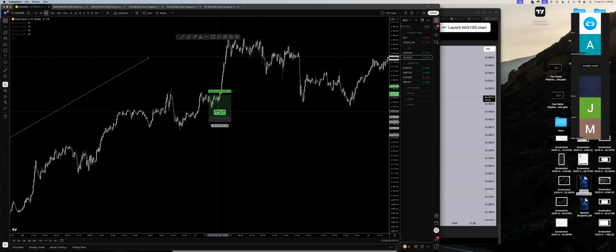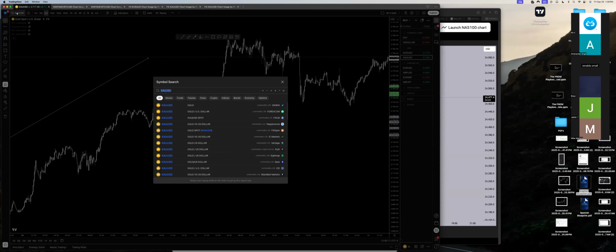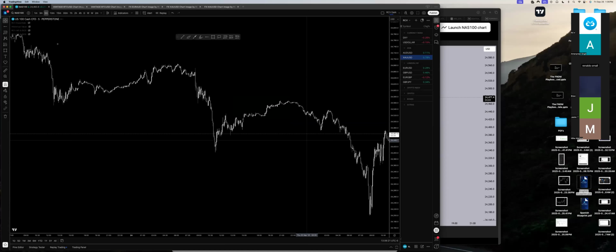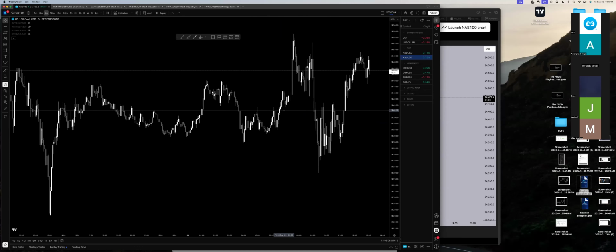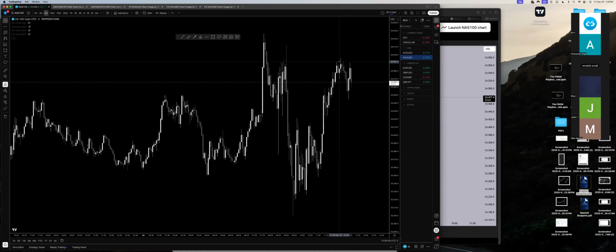What's the symbol for this? I think it's just NDQ 100 or NAS 100. The one we're looking at is Pepperstone. Yeah, NAS 100 Pepperstone. Yeah, I see. There'd be a lot of bearish mess with just that.